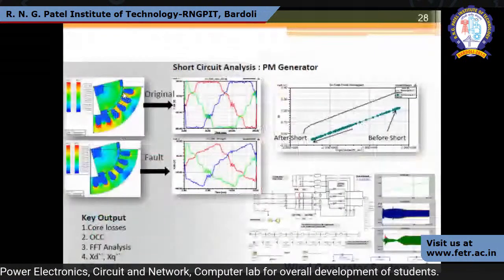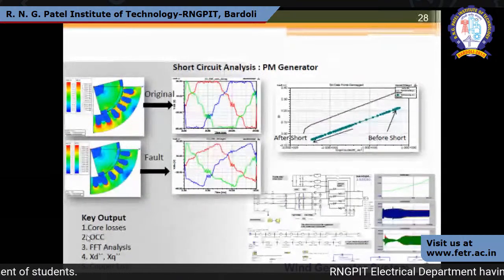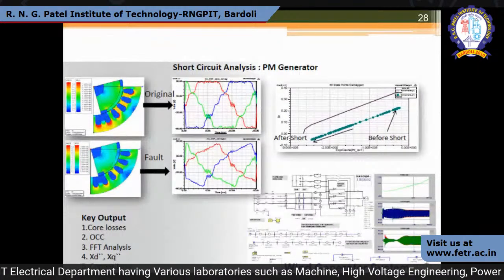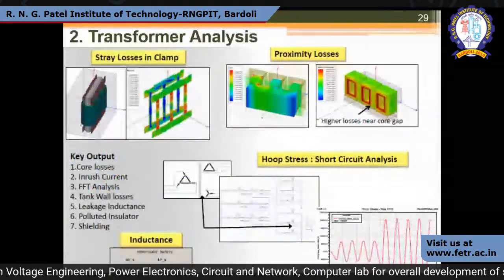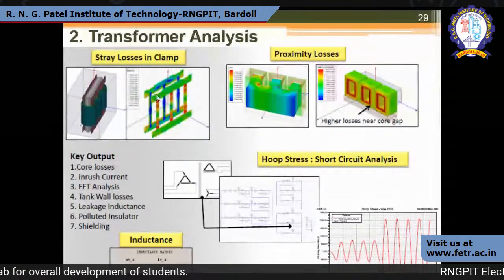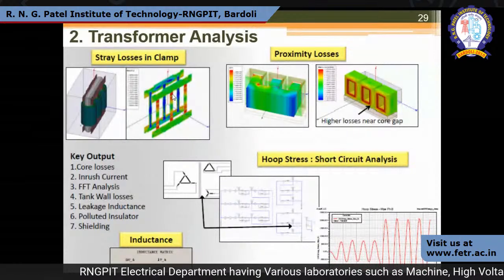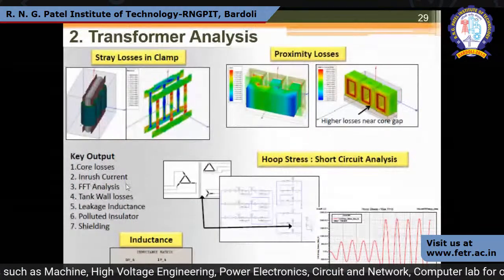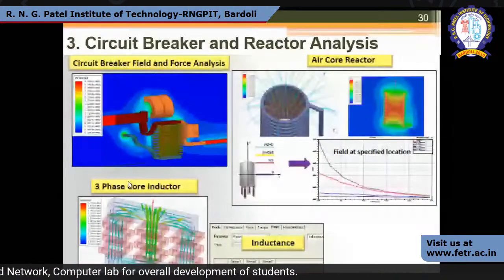Now, short circuit analysis we can do on any type of machine, and we are able to measure the core losses, OCC, FEA, Xq, which means the quadrature axis reactance, and we can consider the copper losses by using that particular software. Transformer analysis: we can also analyze different types of transformers. Suppose we want to increase the size of the middle limb of that transformer, we can easily measure the core losses, inrush current, analyze the FFT, the tank wall, and everything by using this particular software.